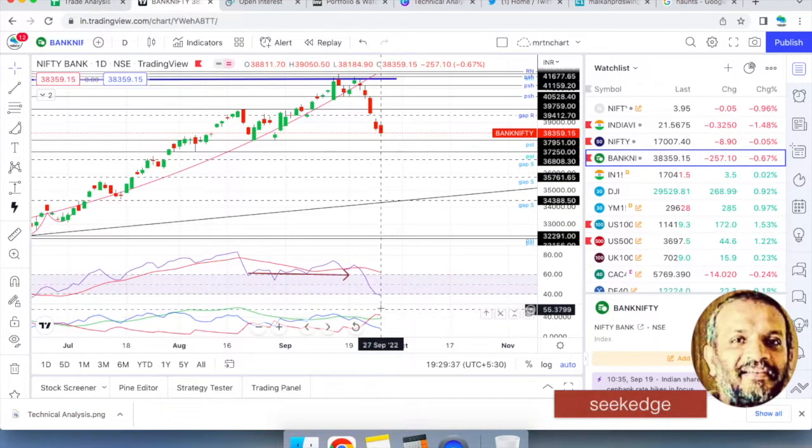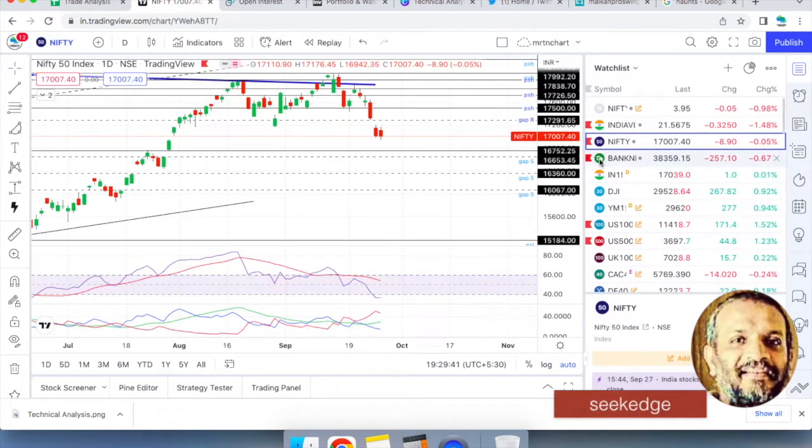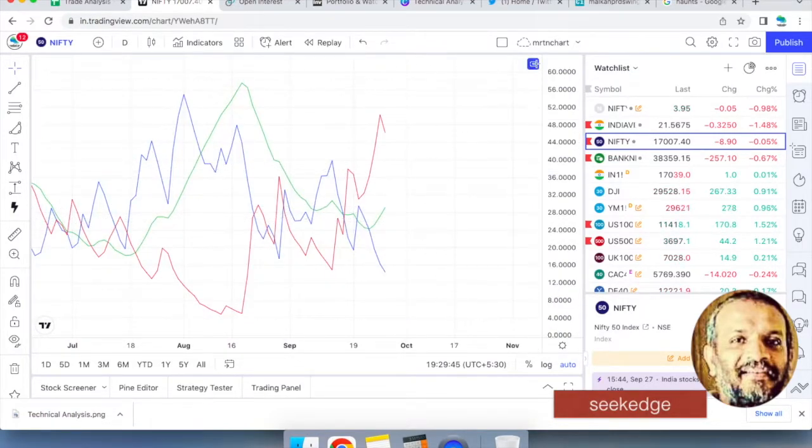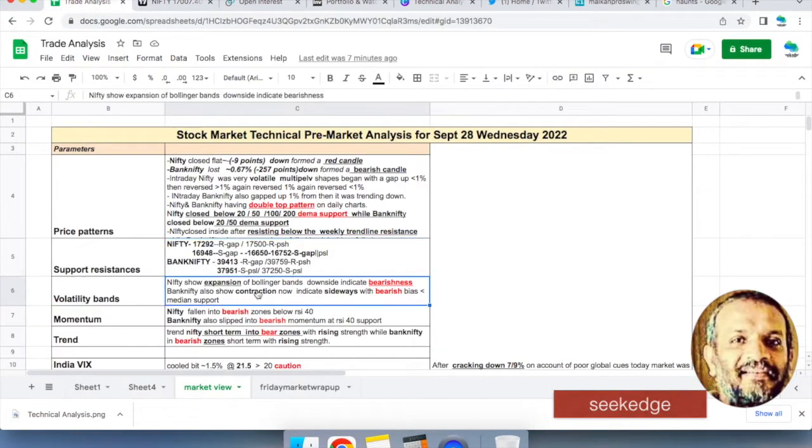And that's it. So momentum, look at this. Both Nifty and the Bank Nifty momentum is in the bearish zones now. Nifty is holding on that. Trend has crossed into the bearish zones with rising strength on both. So momentum is negative, trend is negative. Volatility bands.